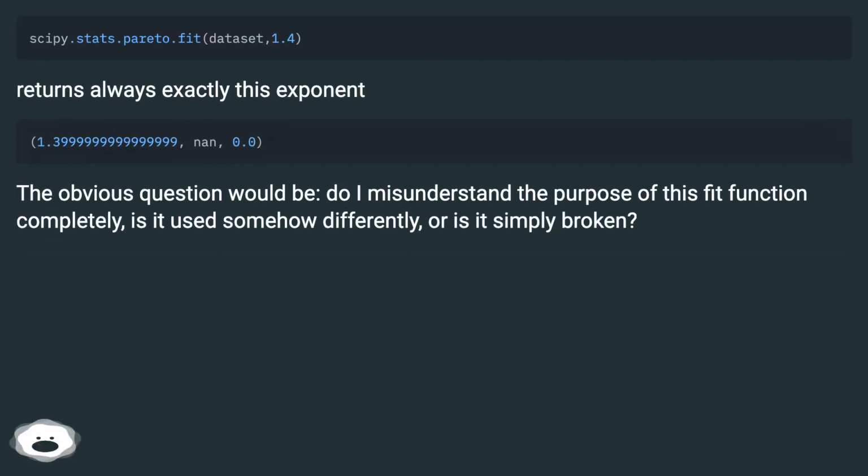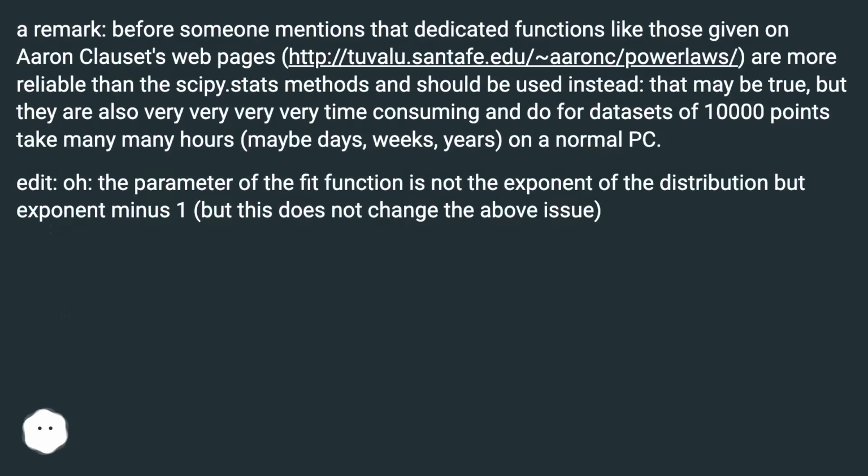The obvious question would be, do I misunderstand the purpose of this fit function completely? Is it used somehow differently, or is it simply broken? A remark, before someone mentions that dedicated functions like those given on Aaron Clauset's web pages, this URL, are more reliable than the scipy.stats methods and should be used instead. That may be true, but they are also very time consuming and for datasets of 10,000 points take many hours, maybe days, weeks, years, on a normal PC.